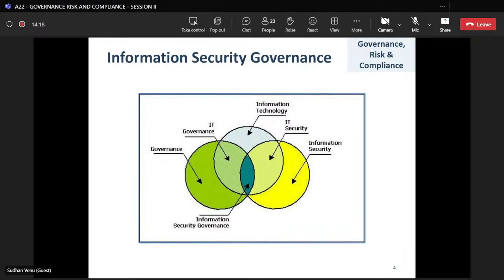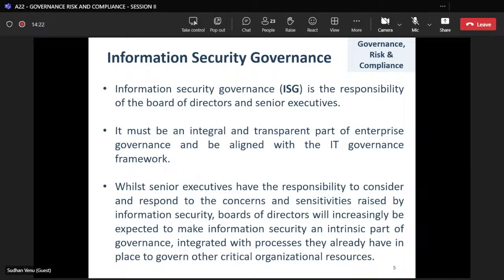That is what we are representing here. The base level of information security governance is an integral and transparent responsibility of the board of directors and senior executives, and it must be enterprise governance aligned with the IT governance framework. Whenever companies implement governance at the information security level, the top-level people, directors, and board members will be members of the team, and they will look to align with the IT governance framework and what they have defined in terms of corporate policy, Basel, and ITIL processes.